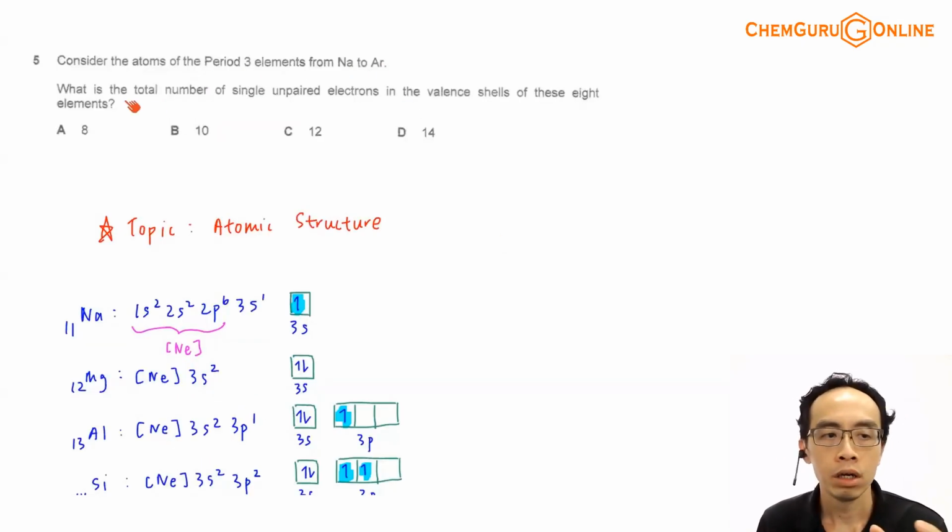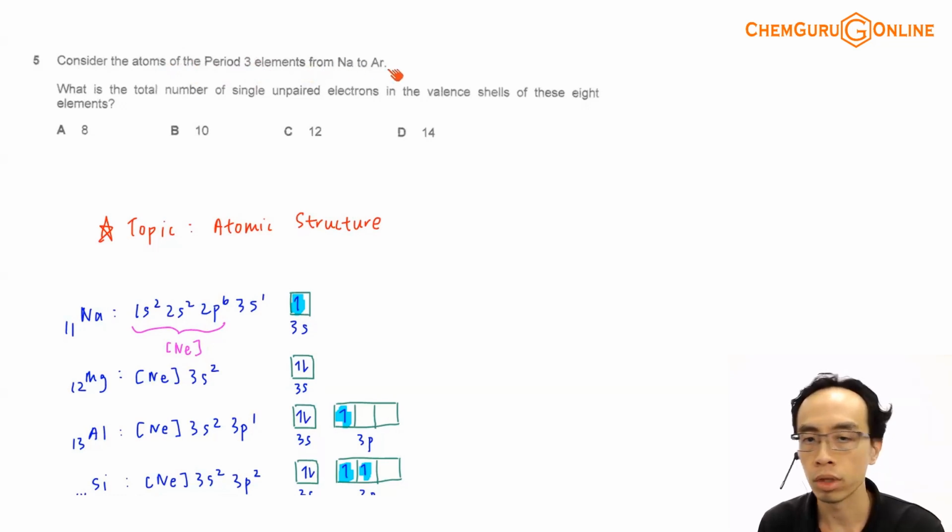Okay, how about question 5? Consider the atoms of the period 3 elements from sodium to argon. What is the total number of single unpaired electrons in the valence shells of these 8 elements? The topic tested for this question is under atomic structure, basically just writing out electronic configuration. It's a little bit troublesome, but we just want to, again, be careful with what the question is asking. The question is asking the total number of single unpaired electrons in the valence shells of these 8 elements.